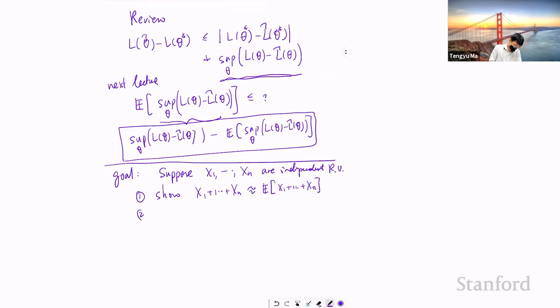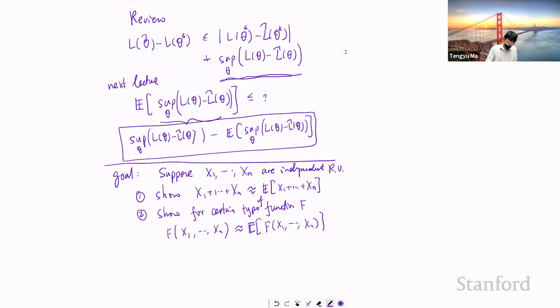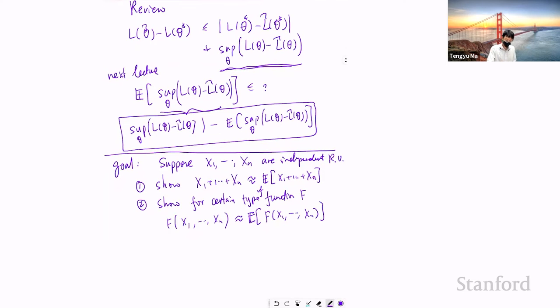And the second thing is that we're going to show that for a certain type of function f, if you look at a general function, not necessarily just the sum of these random variables, and of course you have to have some restrictions on what the function f will look like, but suppose you have the right restriction, then even for a function of x1 up to xn, it's still concentrated around the expectation of this function.